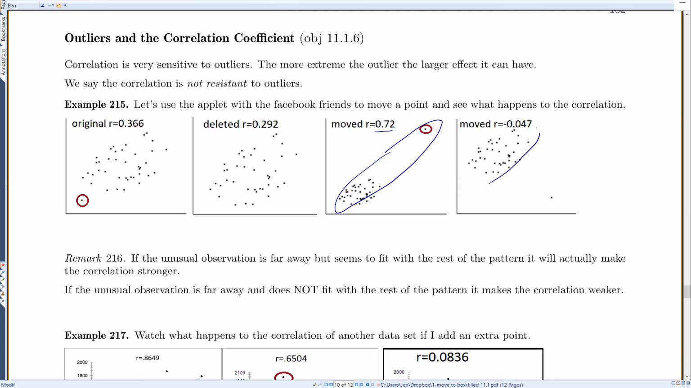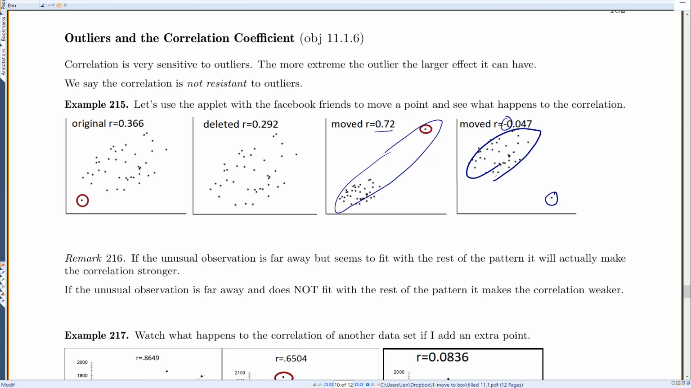Or I moved it way down here. So here's my pattern, and I moved it way down here. So it doesn't fit with the pattern, and look, my correlation dropped all the way to 0.047, and it even changed to a negative. So it even changed signs, because now it thinks we should be having a line going like this. But if this is your pattern and you move a dot far away from it, it's going to completely ruin your correlation.